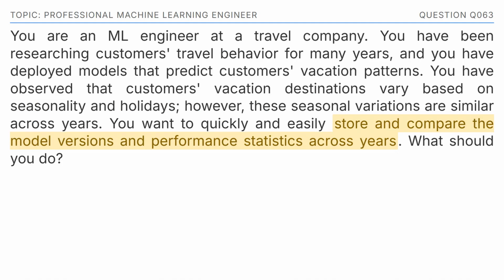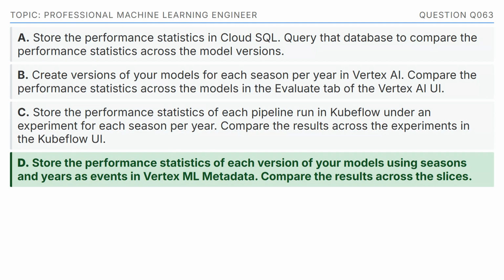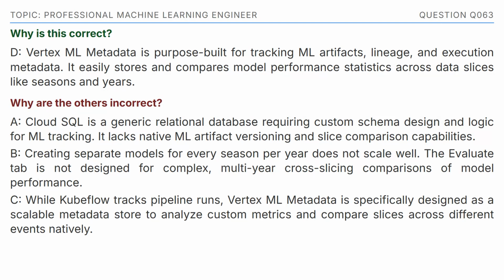To arrive at the correct answer, we focus on the keywords, store and compare the model versions and performance statistics across years. The correct answer is option D. Store the performance statistics of each version of your models using seasons and years as events in Vertex ML metadata. Compare the results across the slices. Why is this correct? D.